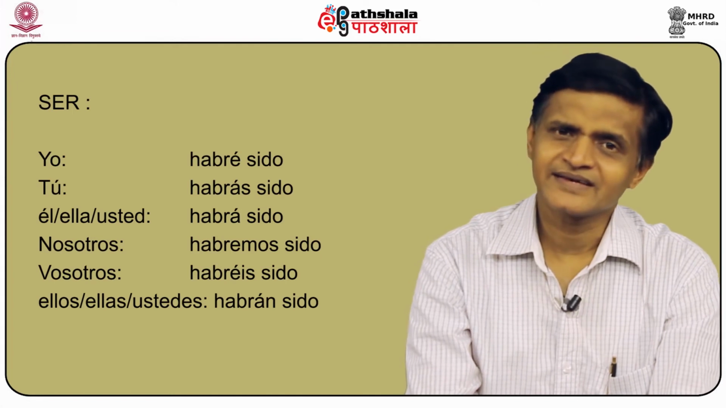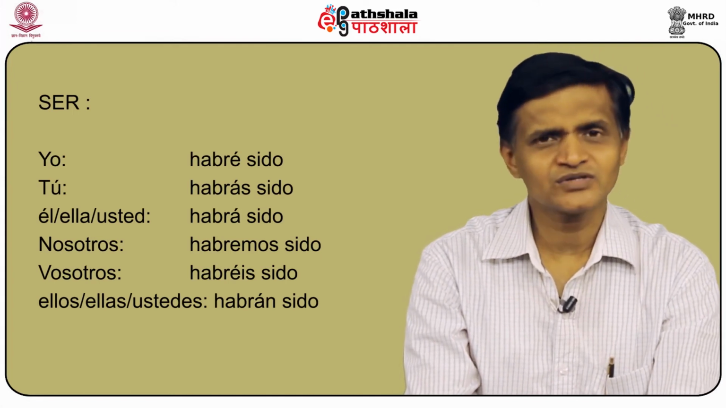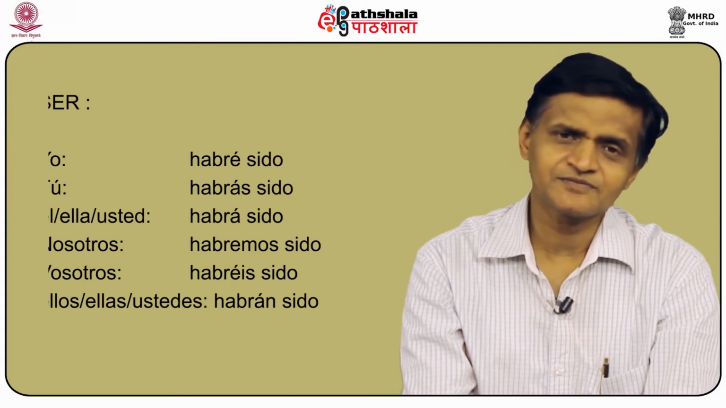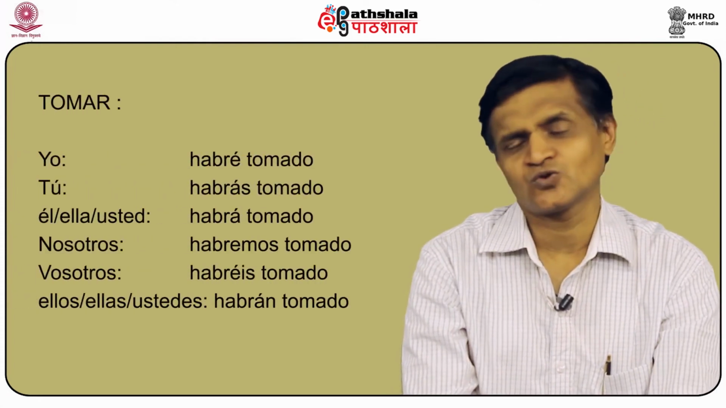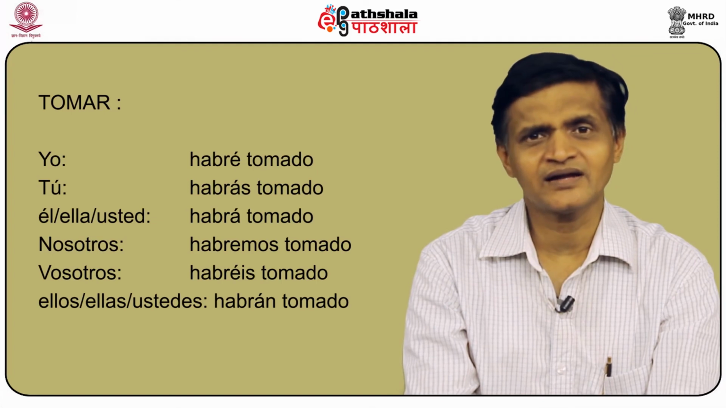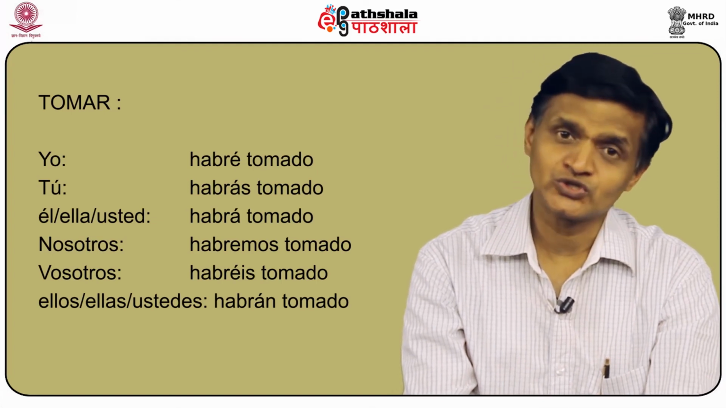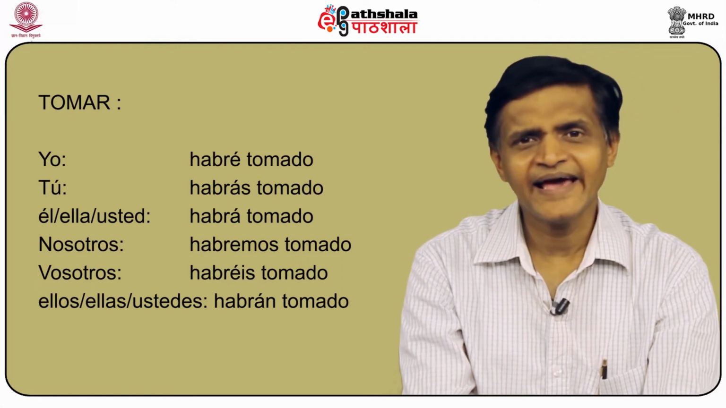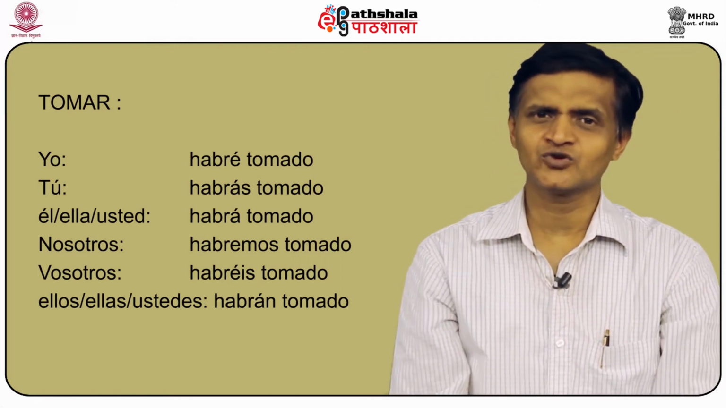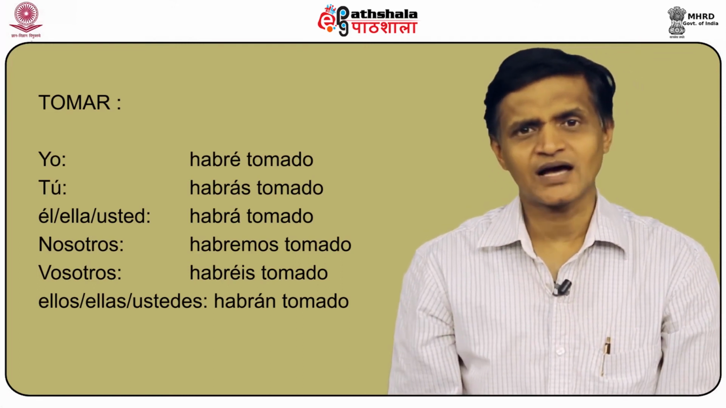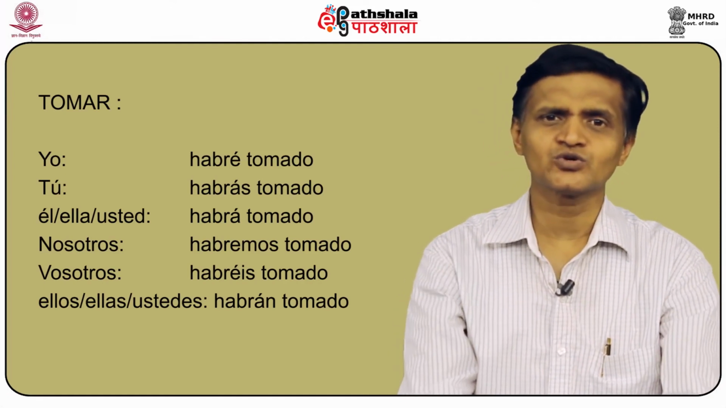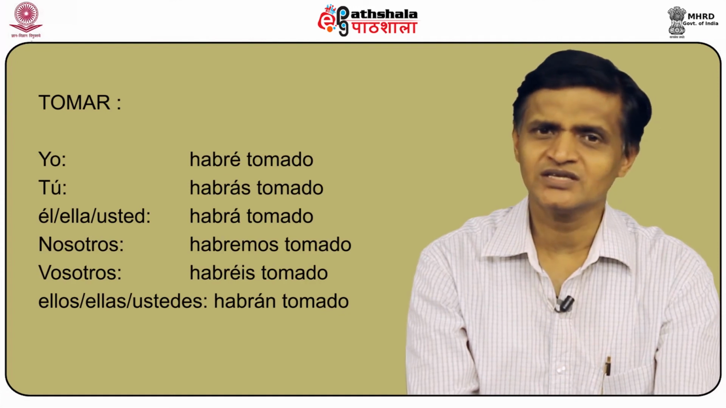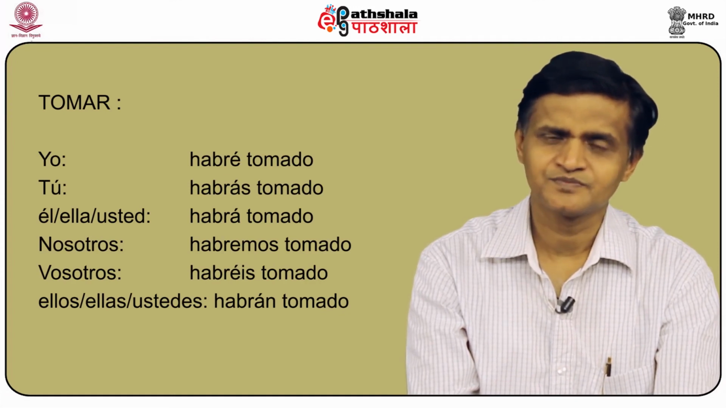Let us pick up another AR ending verb because they are very simple and they follow a very set pattern. So in this case, let us pick up tomar, and tomar is again remove the AR and put the ado. So it is yo habré tomado, tú habrás tomado, él, ella, usted habrá tomado, nosotros habremos tomado, vosotros habréis tomado, and ellos, ellas, ustedes habrán tomado.